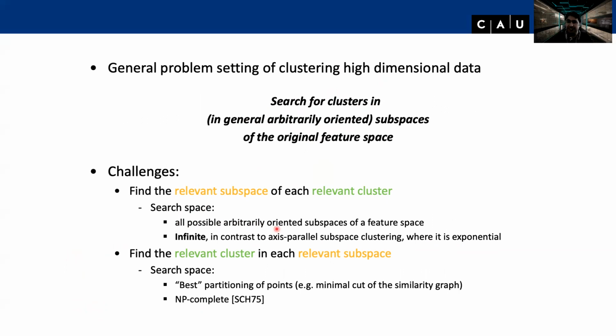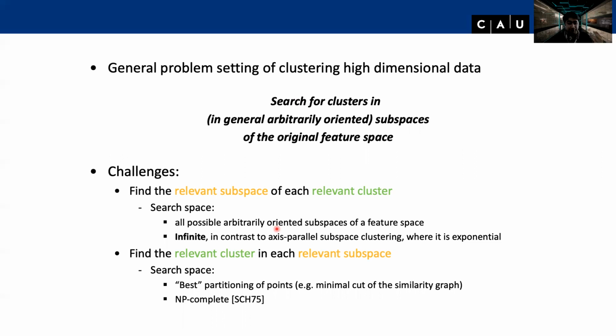And the problem is, in the axis parallel scenario, the axis parallel subspace clustering, if you have like 3 axes, for instance, then you can say it's axis A and B, it's A and C, or it's B and C. So you have an exponential number of potential subspaces you're looking for. In arbitrarily oriented subspace clustering, things turn even worse. Why is that? Because you have potentially an infinite number of potential subspaces, in contrast to axis parallel subspace clustering, where it's only exponential. It's still terrible enough.